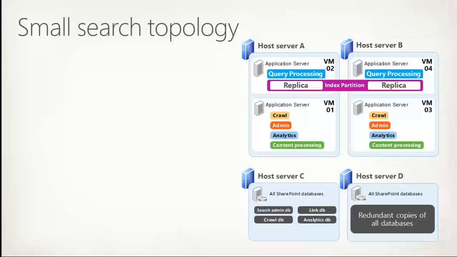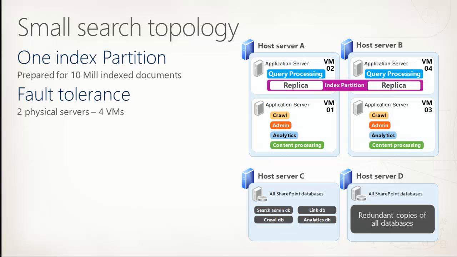So out on TechNet, we have a recommended high availability, small search topology. And the configuration that we have set up in our demo environment mirrors that topology. So each of the components, the index, the crawl, admin, analytics, content processing, and query processing are all mirrored, not just across VMs, but if you notice, there are physical hosts there.